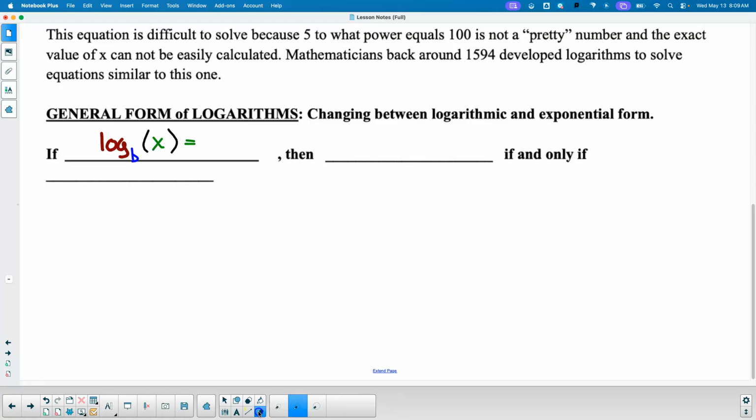Oops, I put that wrong. Hold on, I just changed my color scheme here.